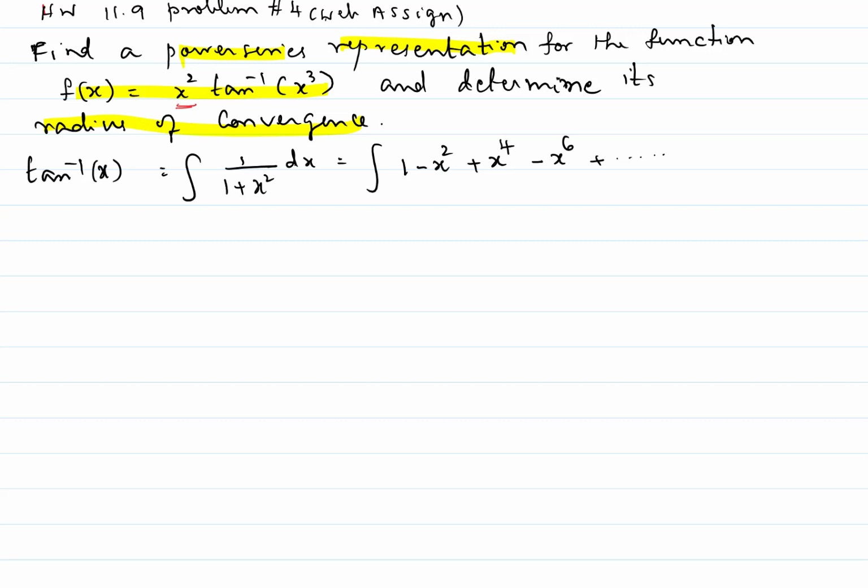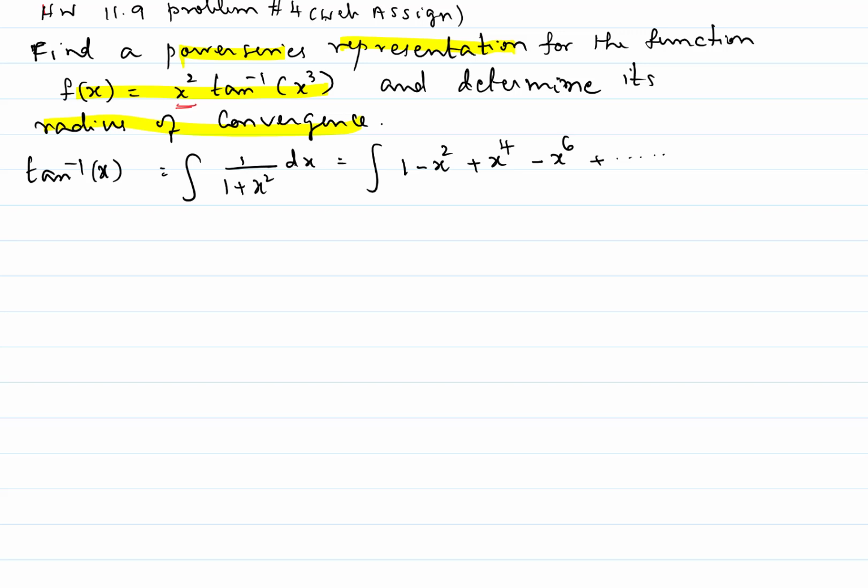Hi, in this video I will be showing you problem number 4 of section 11.9 of your homework from WebAssign. Find a power series representation for the function f of x equal to x squared times tan inverse of x cube and determine its radius of convergence. We'll start off with the expansion for tan inverse of x cube and then multiply that with x squared.